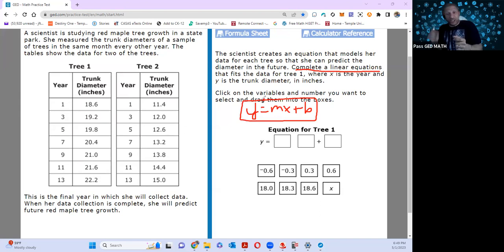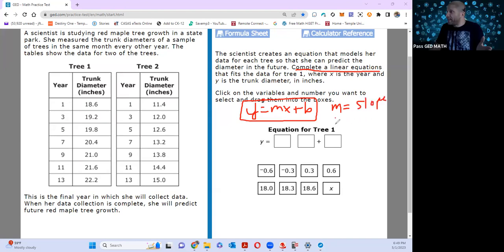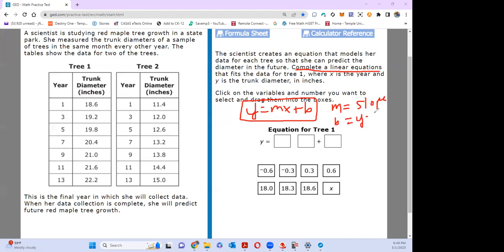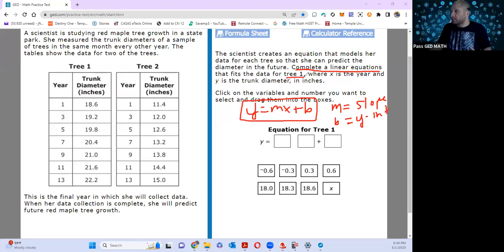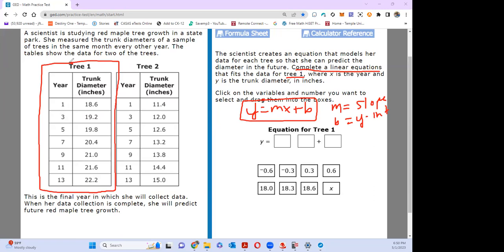Remember, identify your givens, start with what you know. So if they're asking you for a linear equation, Y equal MX plus B, what does the M stand for? M is my slope. My B is my Y intercept. So if I'm talking about tree 1, how can I find the slope for tree 1? What do I need to find the slope? How many points do I need to find the slope? You need 2 points.